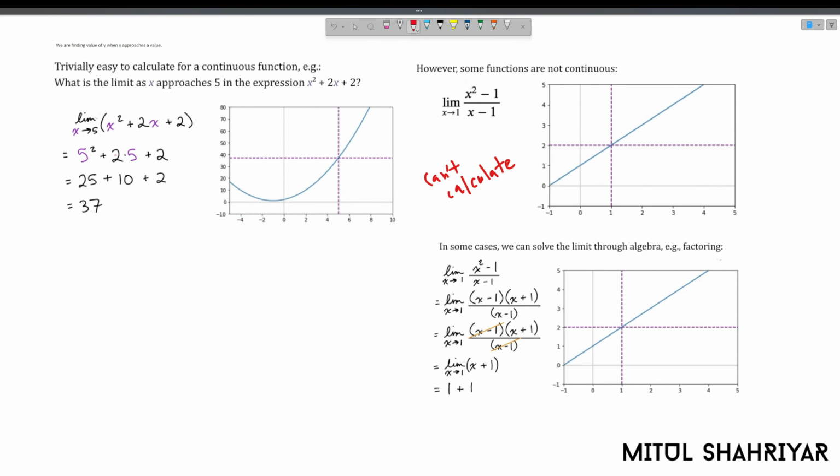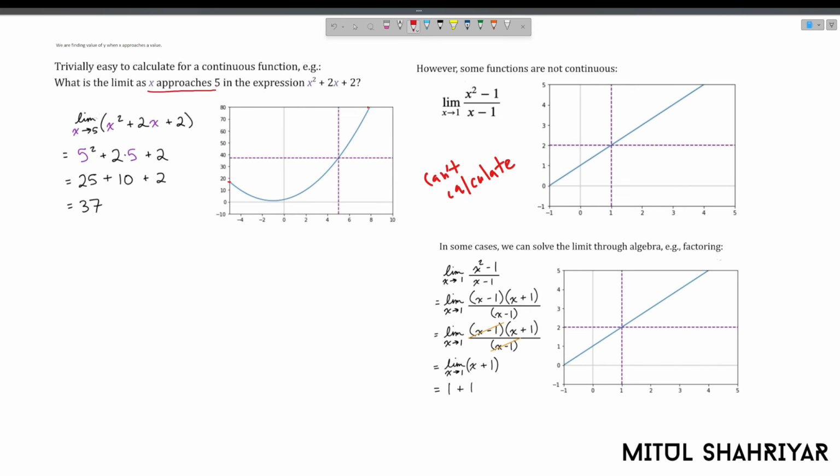So assume that this is not a line, this is a graph provided here. Maybe this is a point, no problem with that, and this is a point, no problem with that. So here what is mentioned is, what is the limit as x approaches 5 in the expression x squared plus 2x plus 2? This is the graph for x squared plus 2x plus 2. So the goal is, what is the limit as x approaches 5? What does it mean?